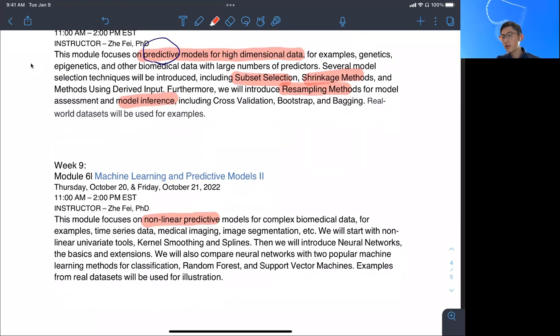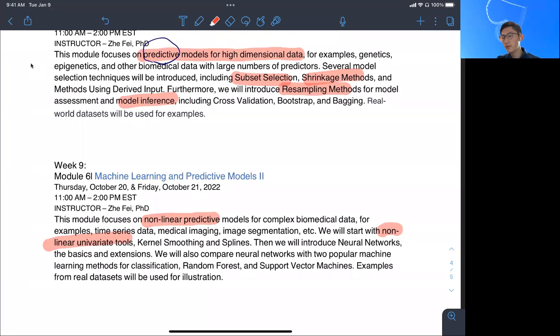So these nonlinear methods start with nonlinear univariate techniques, right? By univariate, I mean that we only have one predictor. There are specific models that deal with just one predictor, and they are the foundations for us to work with more complicated nonlinear models, right? So including kernel smoothing and splines, that's what we are going to introduce.